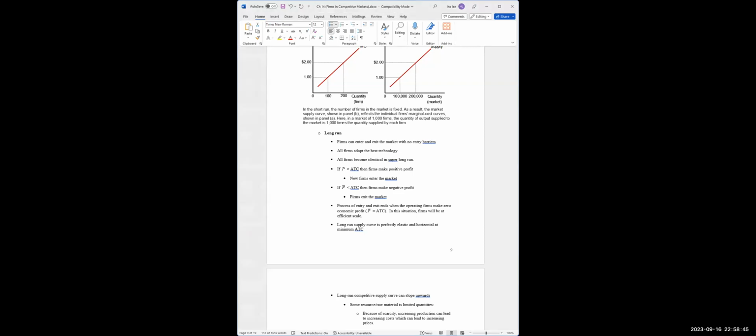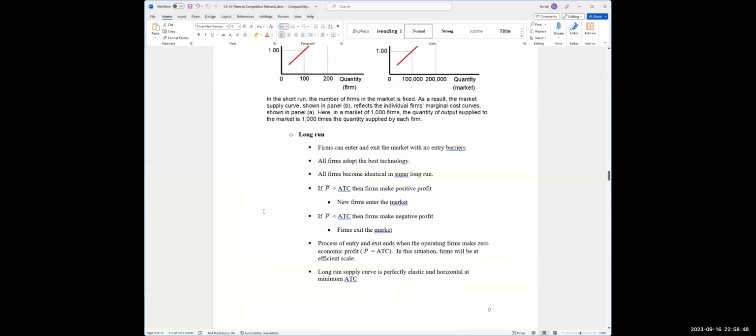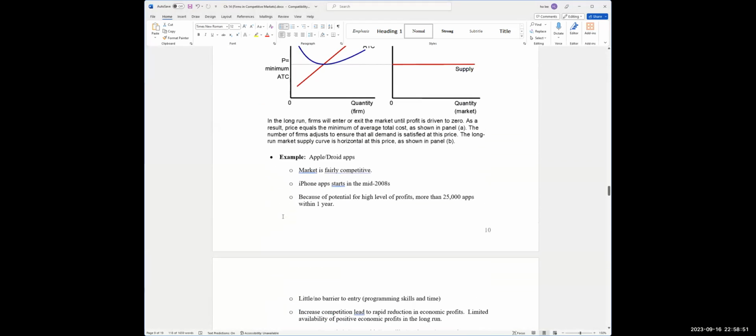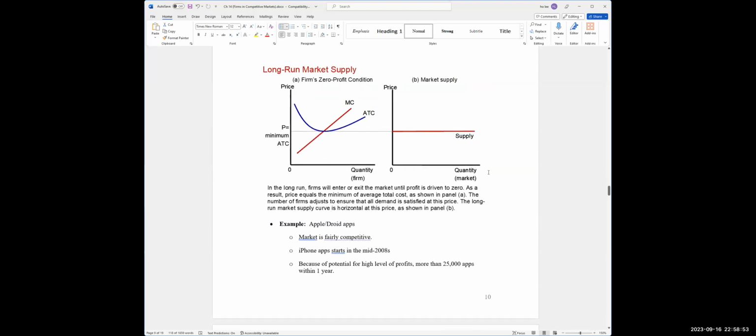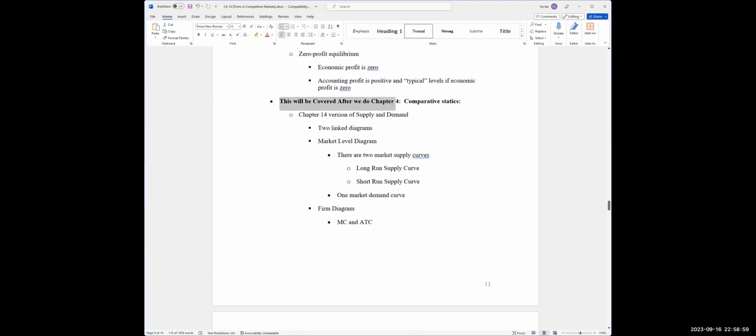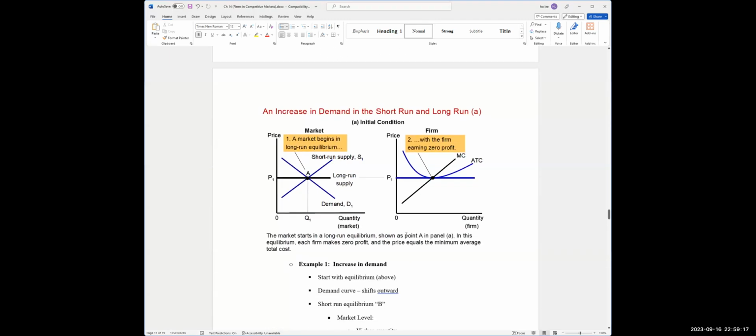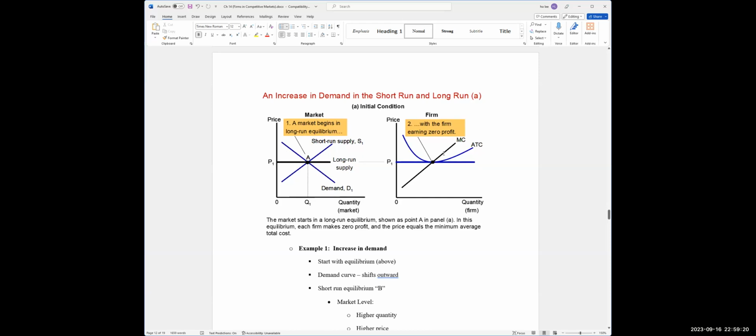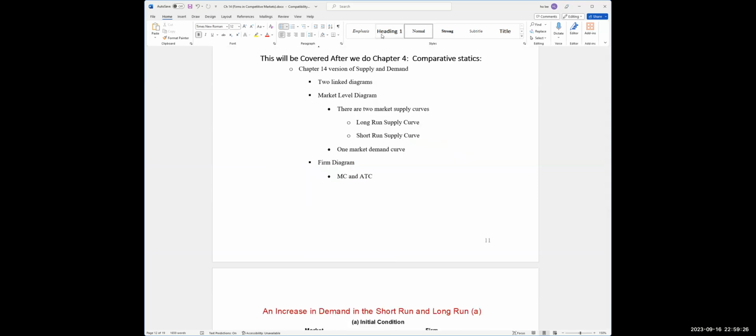Why am I sharing the notes? Because after what I talked about, the flat market supply curve that's on page 10, if you scroll down, you will see this section here. This will be covered after we do chapter 4. What is chapter 4? Supply and demand. After we do that, we're going to talk about fancy supply and demand, which starts at chapter 11. The fancy supply and demand looks like this, where you have two pictures, one for the firm, which we just saw right here. We saw this already.